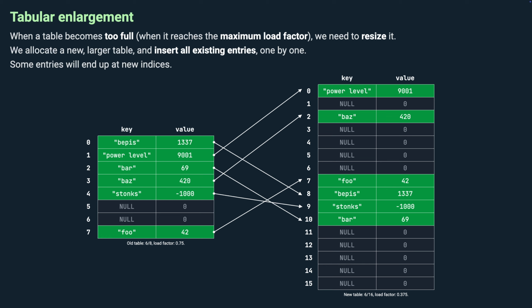If the table becomes too full, we allocate a new array that is 2 times larger than the previous one. Then we copy all elements from the old table to the new one, and finally we can free the old array. Please note that most items will likely end up at new indices in this new array.